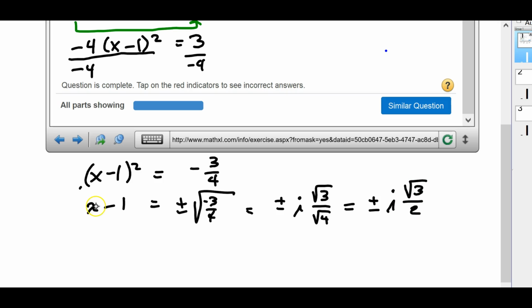And we're almost to the point of having x by itself. We just need to add 1 on both sides. Now x is going to equal 1 plus or minus i times the square root of 3 over 2, not under the radical at this point.